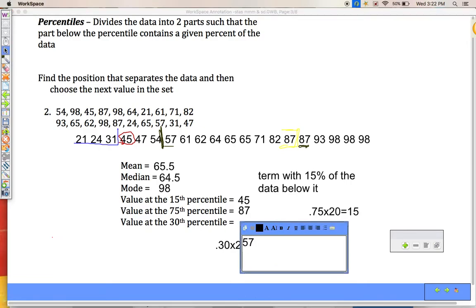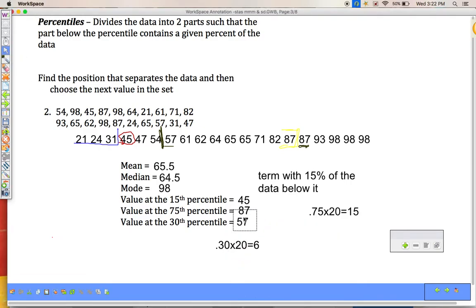So 30th percentile, 30% of my data, 0.3 times 20 is 6 terms. 1, 2, 3, 4, 5, 6. The next term is 57, so the term 57 has 30% of my data below it, so 57 is the value at the 30th percentile. So you find out how many terms it is, and then find the next term that's going to have that below it.